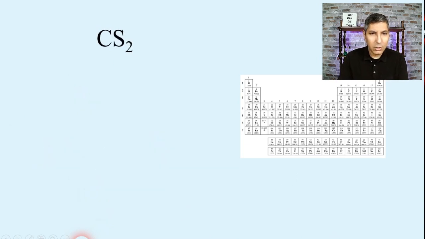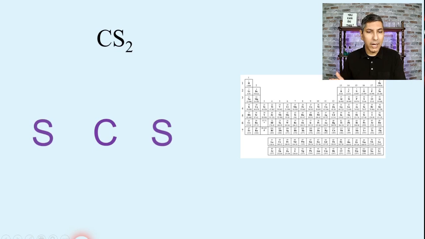Let's try carbon disulfide. Now, once again, you can look at this molecule and hopefully see that the central atom is going to be carbon. So I'll put carbon in the middle, and then we have 2 sulfur atoms. So I'm going to arrange the 2 sulfur atoms, one on either side of the carbon. And like always, I'm going to start with the outside and work my way in toward the middle. So we'll start with the sulfur here.